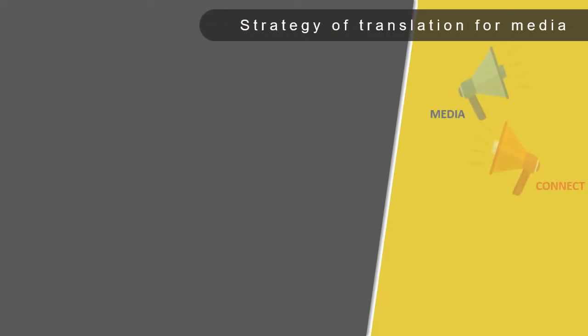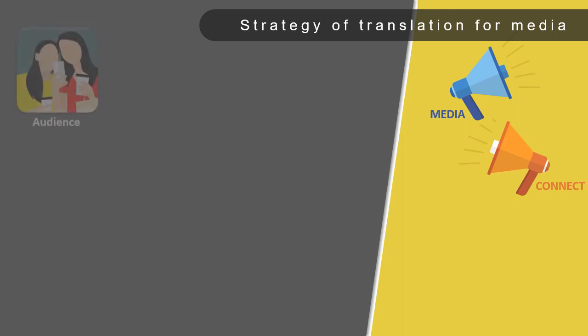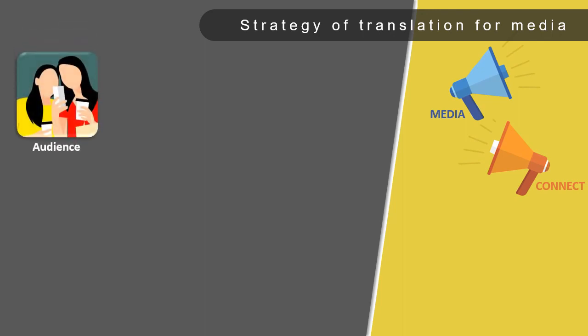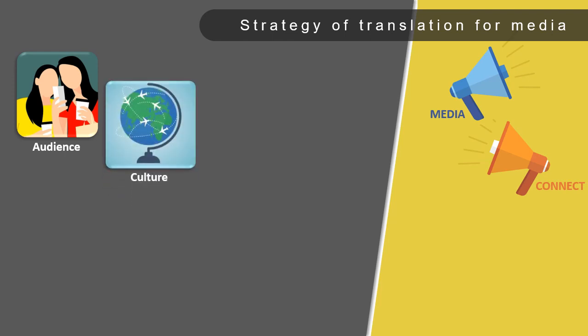Moving on to understand the strategies of translation for media. The first focus is the audience. A media translator should understand the need of the target audience, their maturity level, and their expectation. Next is the culture. The final target text should blend with the cultural aspect and also convey the right meaning.